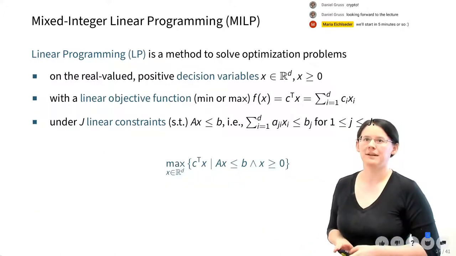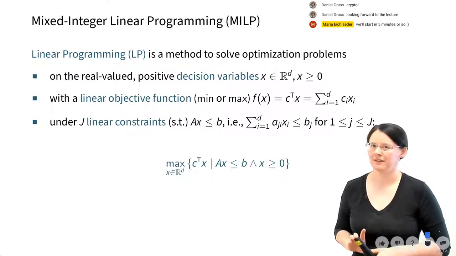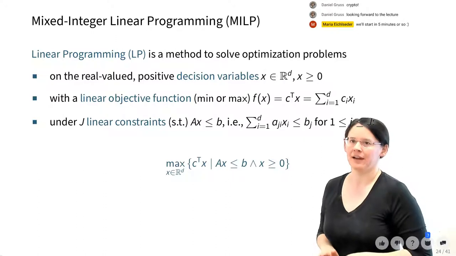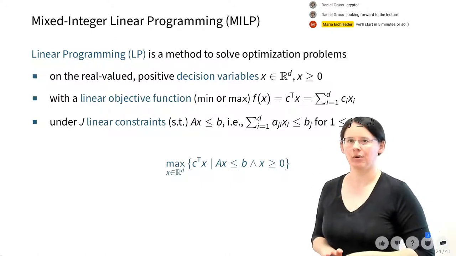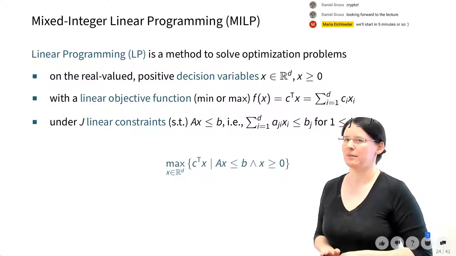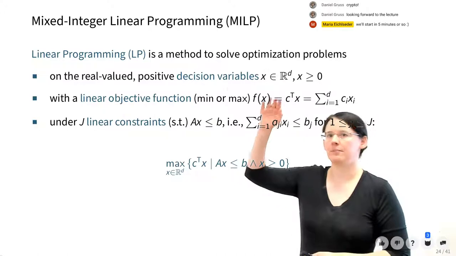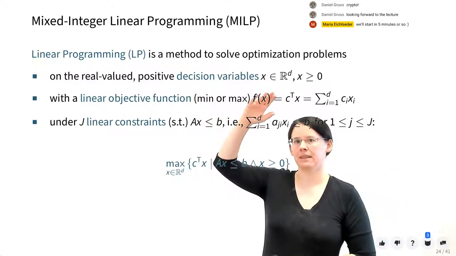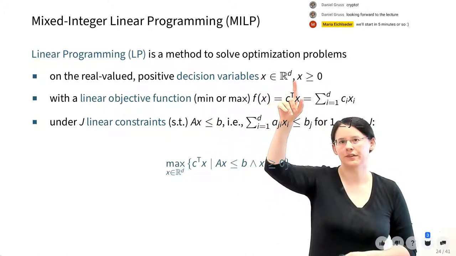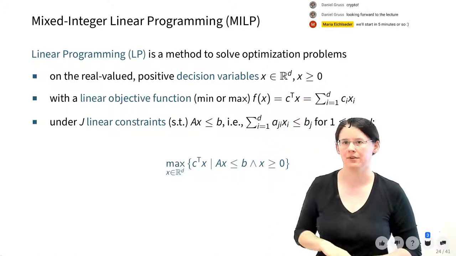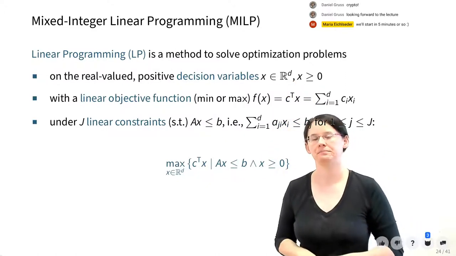MILP is short for mixed integer linear programming, and this is in turn a variant of linear programming. Linear programming is a method for solving optimization problems, but only a very, very special kind of optimization problems. Namely, one where you have some decision variables. So you have d decision variables, all of them real numbers. Usually positive real numbers or non-negative real numbers.